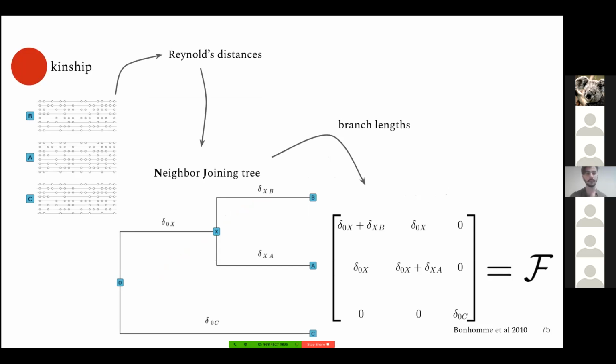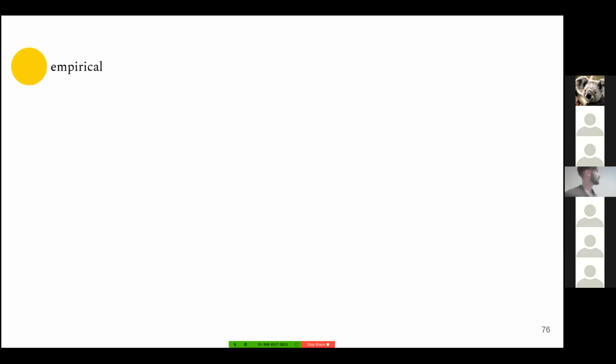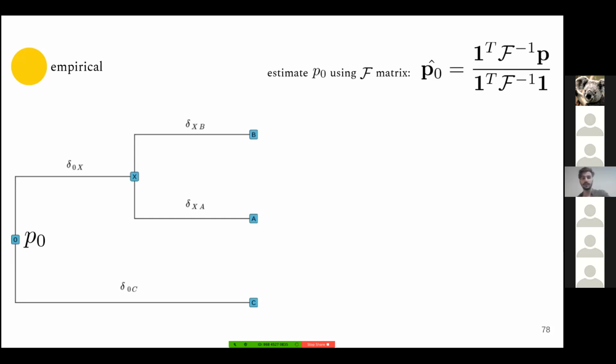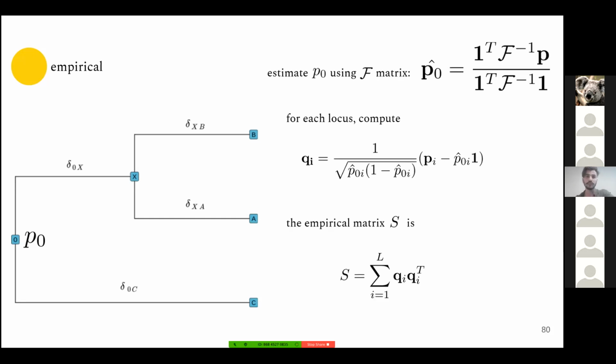Another method, which we will call empirical, and here is the same tree, uses the F matrix computed with the kinship method to estimate the ancestral frequency P0, where P0 hat is the best linear unbiased estimator of P0. Then for each locus, a Q vector is computed from the allelic frequencies and the estimated ancestral frequency. And this vector can be interpreted as a vector of allele frequencies normalized by the ancestral allele frequency. So the covariance matrix estimated by the empirical method will be the sum of the outer product of the Q vectors over all loci.